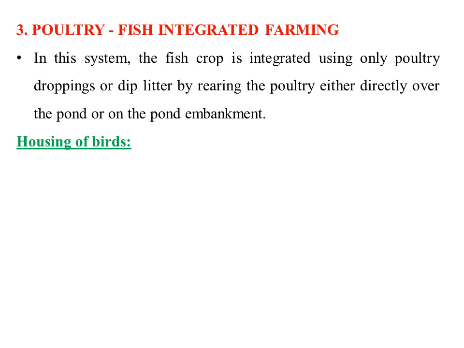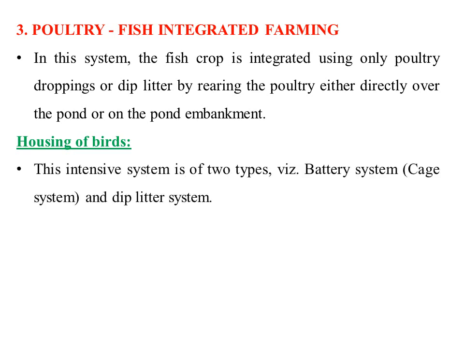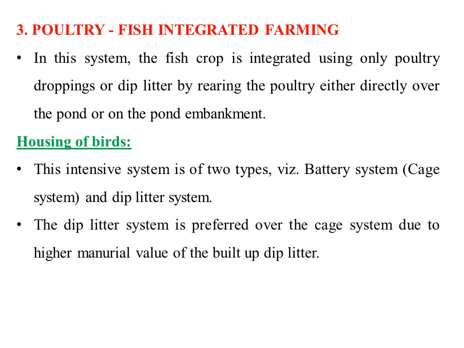For this poultry cum fish integrated farming, housing for the birds needs to be constructed, and this is an intensive system of two types, for example the battery system and the deep litter system. The battery system is also called the cage system. The deep litter system is preferred over the cage system because of the higher manurial value of the built-up deep litter.